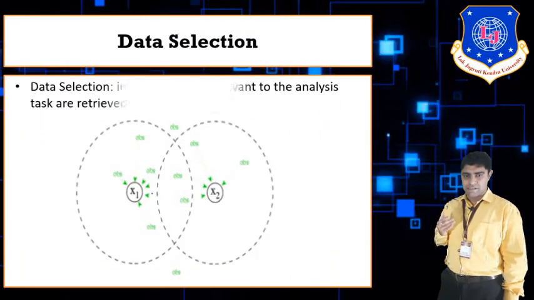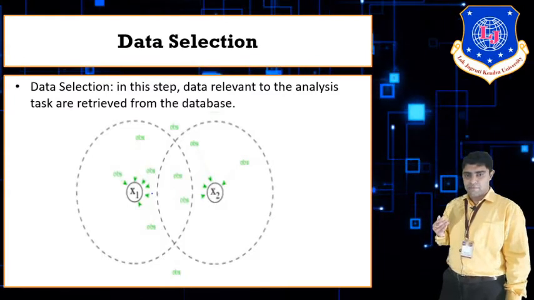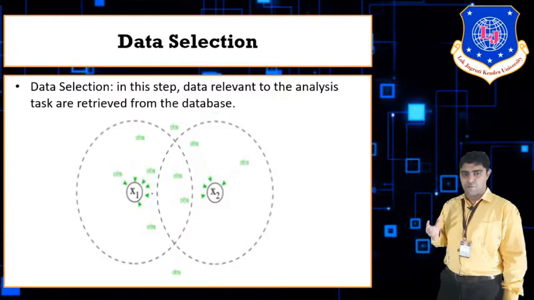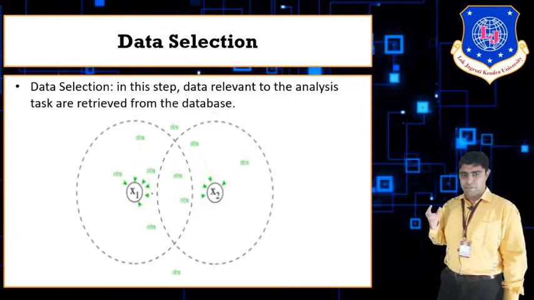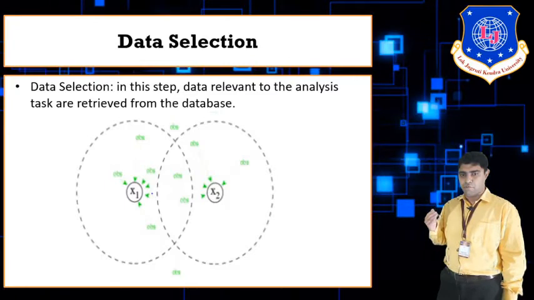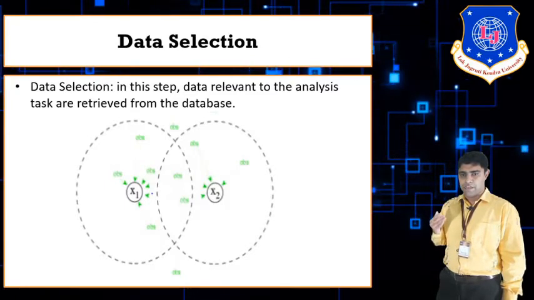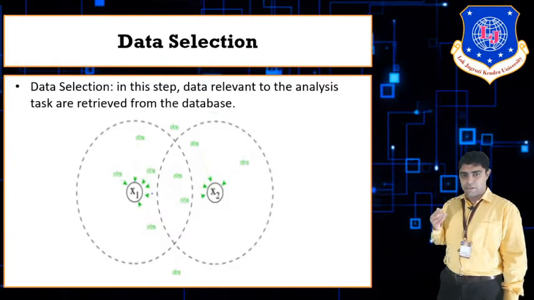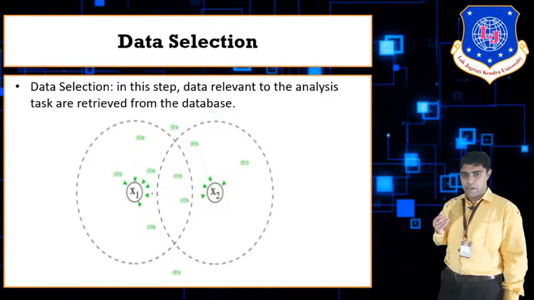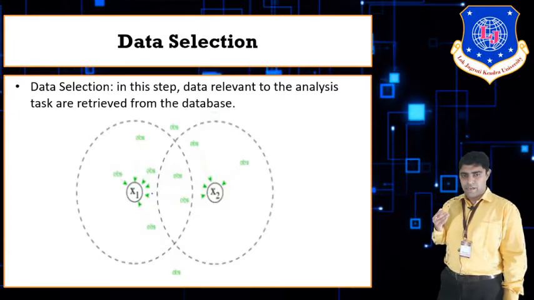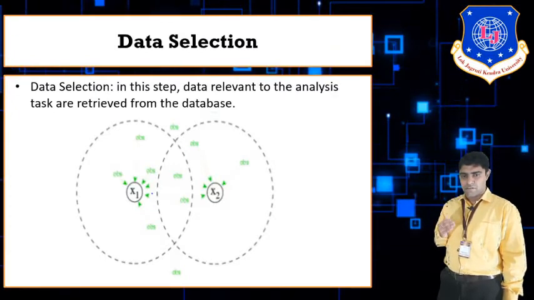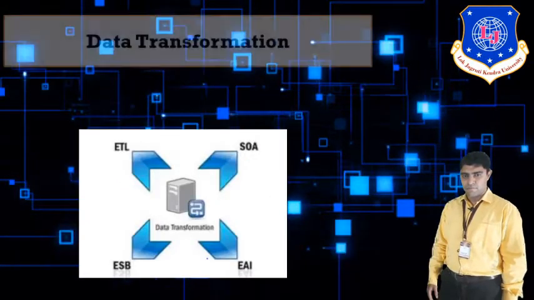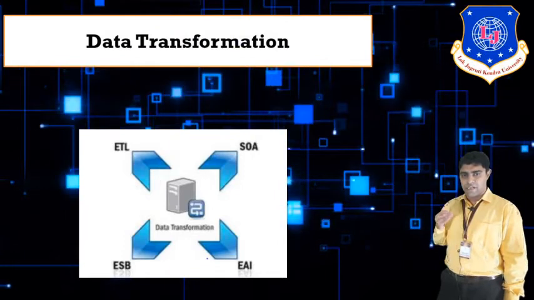In data selection, in this step, data relevant to the analysis task are retrieved from the database. Once we have done the integration, we will select the different types of features, or data relevant to the analysis task, from the different databases. We will use different query languages for the data selection process. As shown in the figure, data selection can be done. Now after data selection, data transformation will be done.